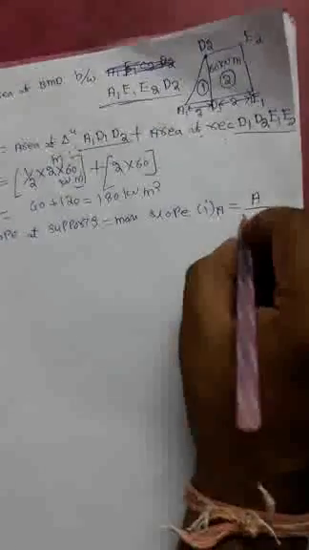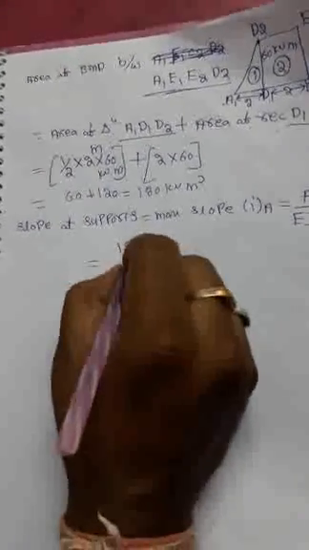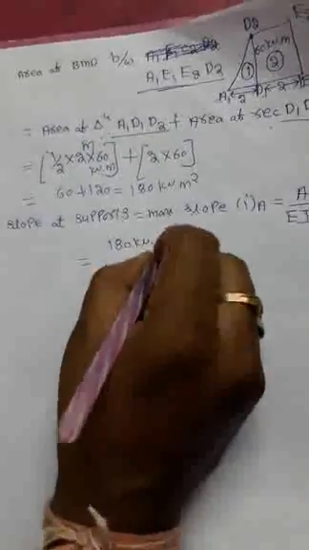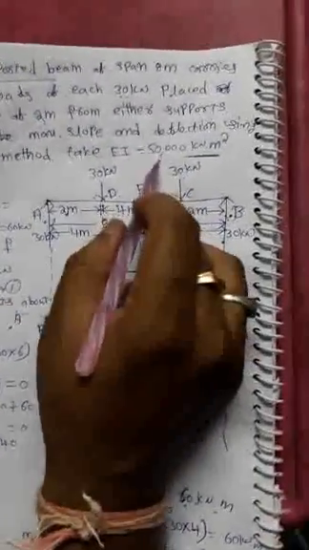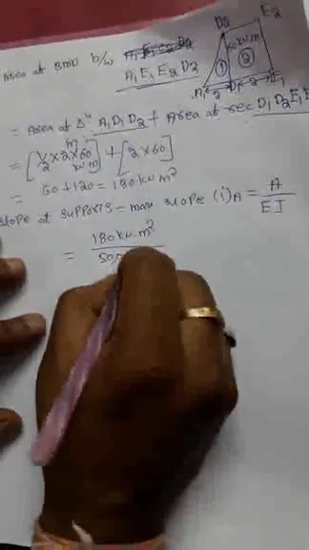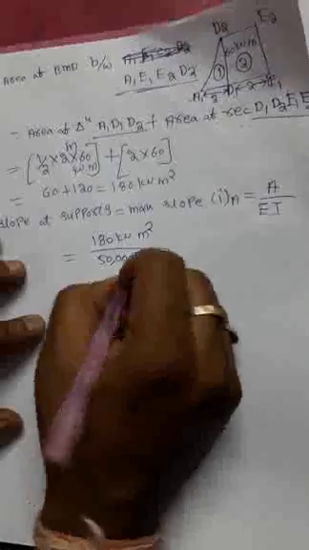By the Mohr's theorem, the formula is A by EI. A is 180 kilonewton meter square, divided by EI. EI is given in the problem as 50,000 kilonewton meter square. Both the units cancel.